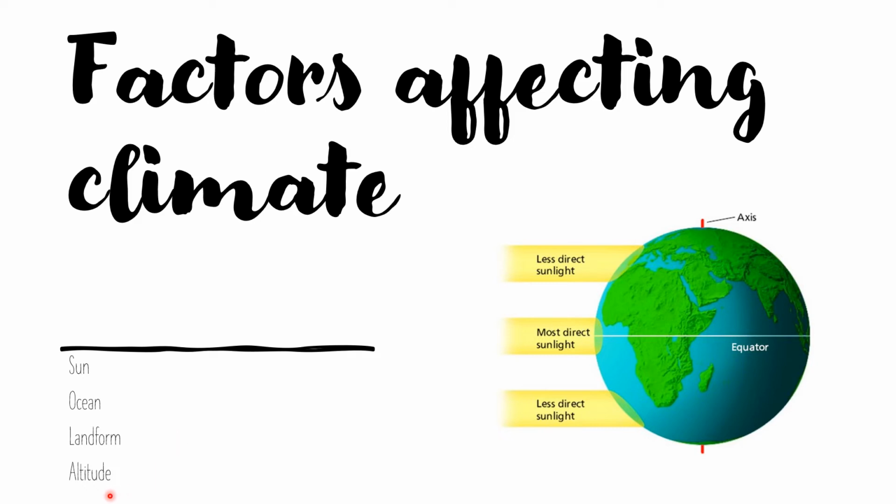Altitude is the height above the sea level. Some areas on the earth are at high altitude. For example, here if we talk about the Taif, Taif is above the Jeddah. It is on a higher place than the Jeddah.